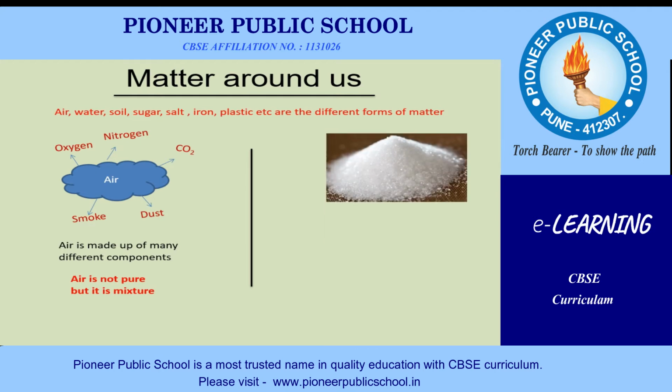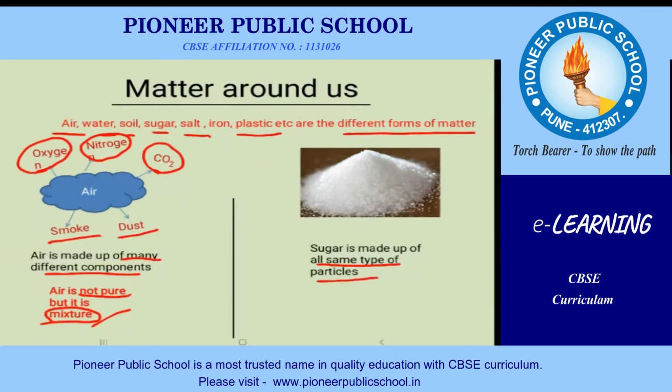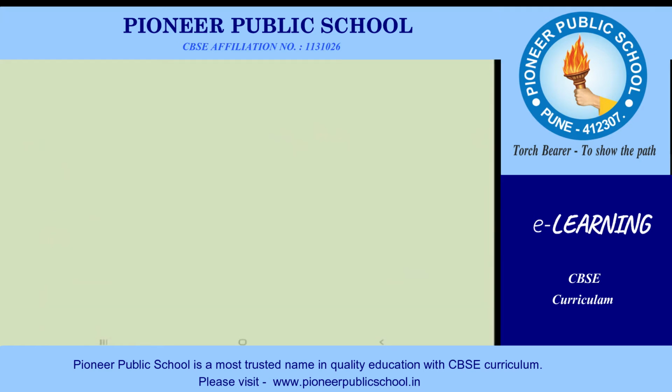Now students, let's take another example. Can you identify this? Here we have sugar, and when we test it, every particle tastes sweet. It means that sugar is made up of all the same type of particles, and that's why sugar is pure. Examples of mixtures are milk, ink, etc., while a few more examples of pure matter are salt or water.